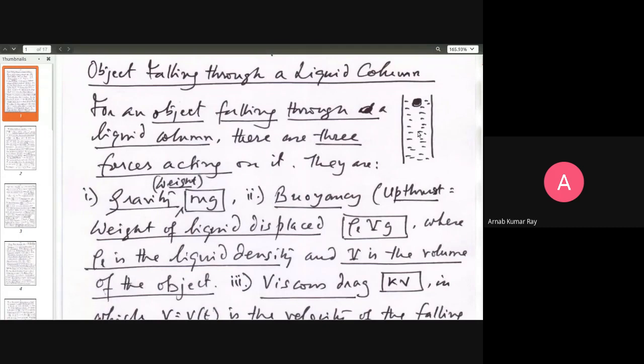One is buoyancy. And what is buoyancy? It is something that you would have studied in your school physics. Upthrust is equal to weight of liquid displaced, as has been mentioned over here. There has to be a bracket over here, right? So this is the weight of liquid displaced.